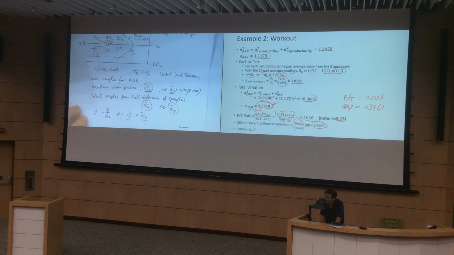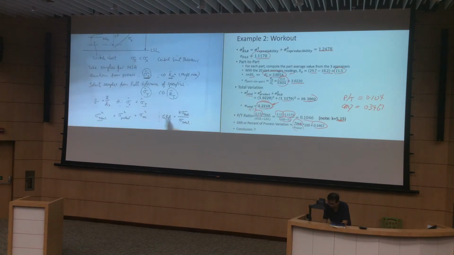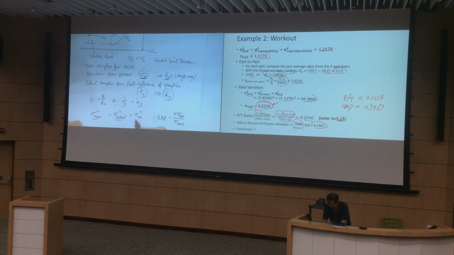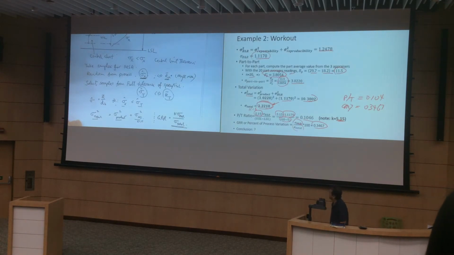This is what we say, right? Okay, now we have this scenario. Sigma total equals product squared plus this measurement system, this R and R, this repeatability, squared on that, right? Our gauge definition, this guy here, right?